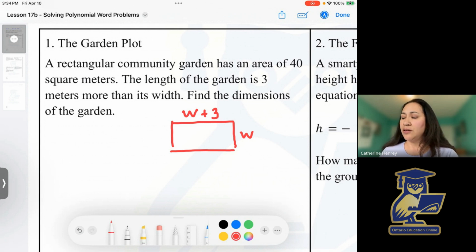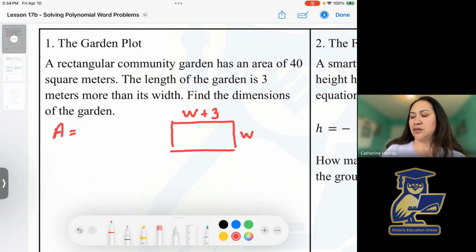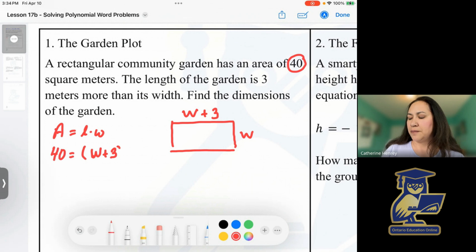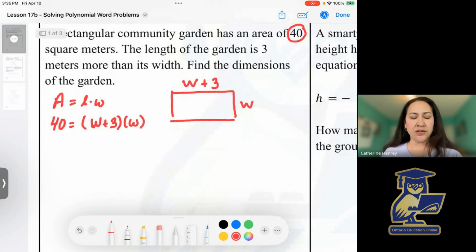If we want to find the area, hopefully we recall that area is equal to length times width of a rectangle. So let's start filling in numbers for the variables. We know that the area here is 40, so instead of A, I'm going to rewrite 40. Then we know the length is W plus 3, and then the width is just W. So we'll start working through this equation that we've developed.